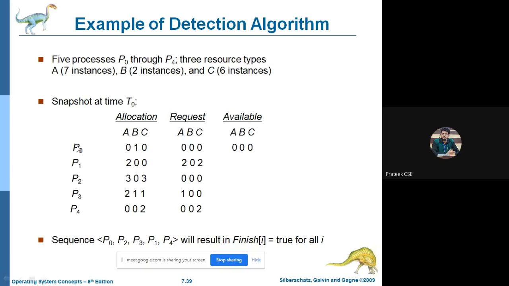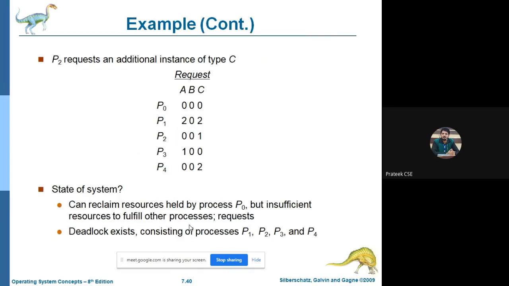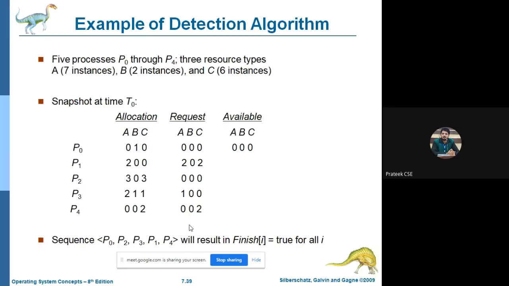That means when P0 finishes its task, we will have 010 available resources, and after that P2 also does not require anything, so that means P2 can easily execute its task, and it is going to release 303. That means after P2 finishes its task, we will have 313 available, and in this particular order, P0, P2, then P3, then P1, then P4, definitely we will be able to fulfill the requests of all the processes which are currently requesting some of the resources. So this is the scenario. And now let's see one more case.